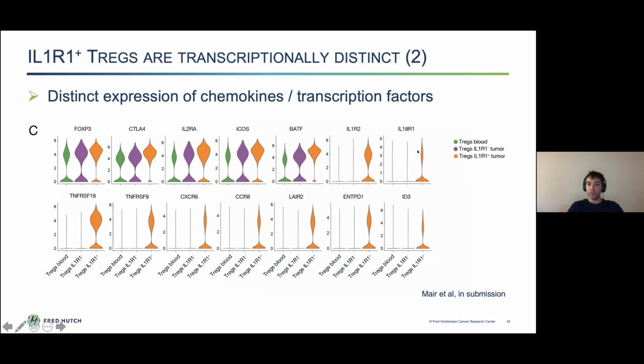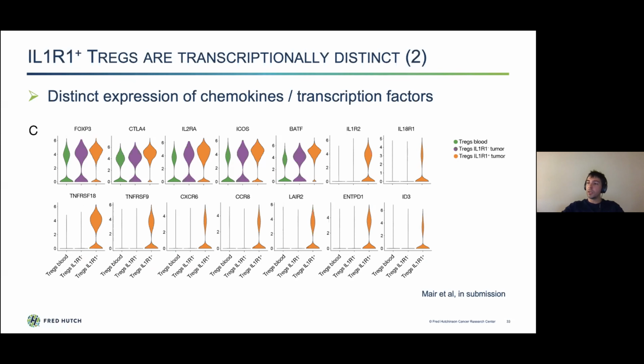But there were a bunch of genes which were enriched or uniquely expressed in the IL-1 receptor positive tumor Tregs: IL-1 receptor type 2, IL-18 receptor, this here is GITR, that's 41BB, CXCR6, CCR8, which has actually been described by the Rudensky lab. This is CD39, and ID3 is a transcription factor that has been suggested to be driving a tissue residency program in Tregs.